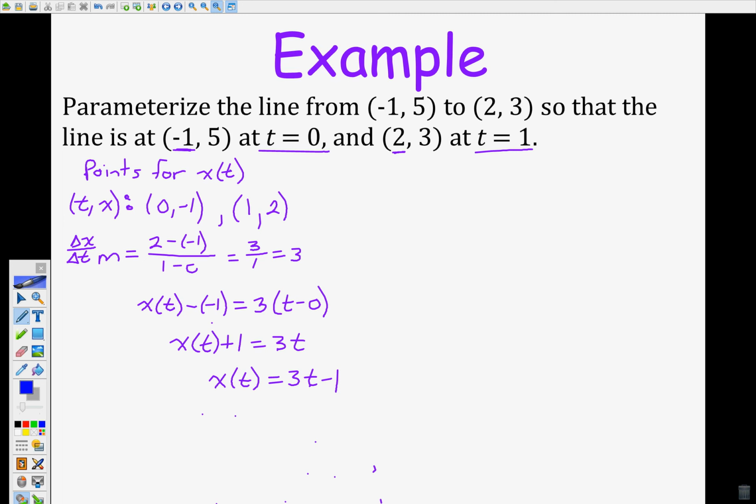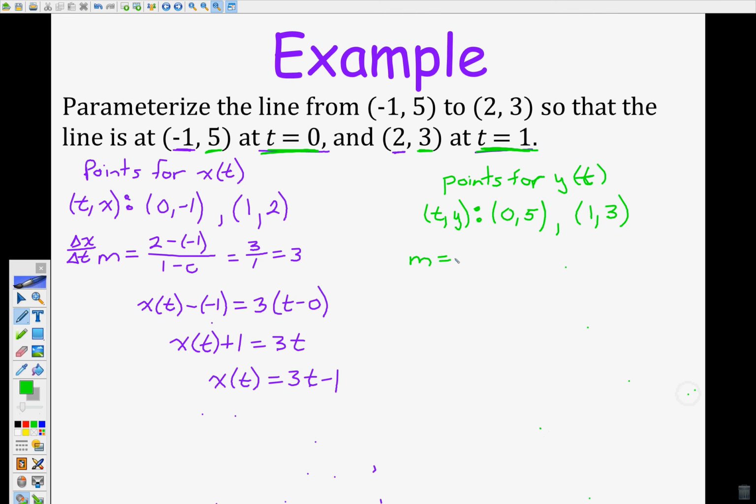I need to do the same thing for my y values. So the points for y of t are going to be different. Points for y of t. So now we're doing time according to y. This time, when time is 0, y is 5. So it gives me the point (0, 5). And when time is 1, y is 3. So my second point is (1, 3).